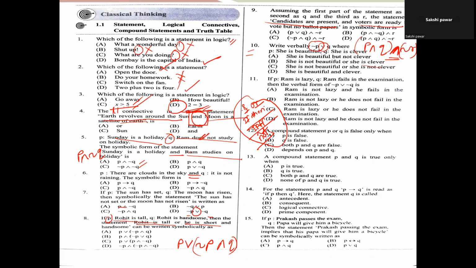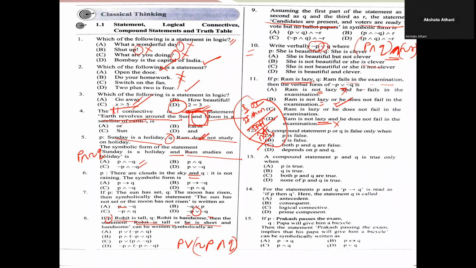Can we go next? Yes. Ram is lazy. Think Ram fails in the examination. Then the verbal negation of B. Option B. Ram is not lazy. Or Ram, the first one gets a not. Ram is not lazy. Here is one, here is one, here is one. Okay, and what comes next? Or, right? Or comes in the middle. So this one is gone.